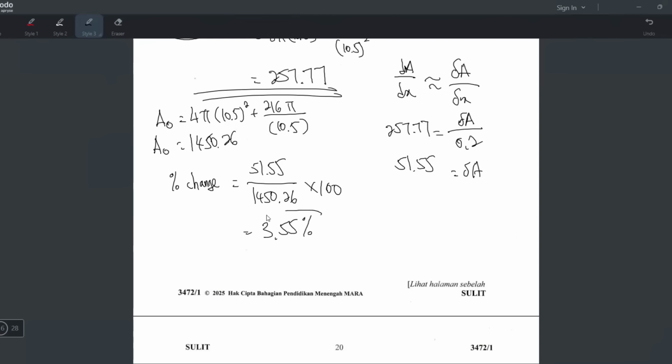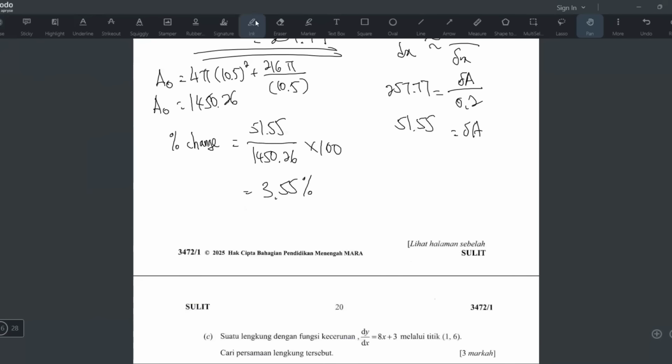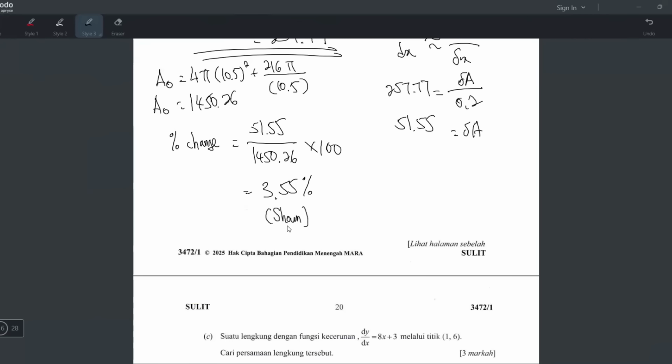So it's a show question, so we have to make sure our answer matches the answer that they gave. So it's the same, right? They say show that the percentage change is increased by this. So we've done it, and then you just write the word shown, then can already. Yeah, that's all. Done.